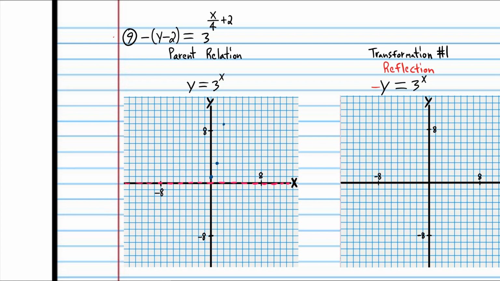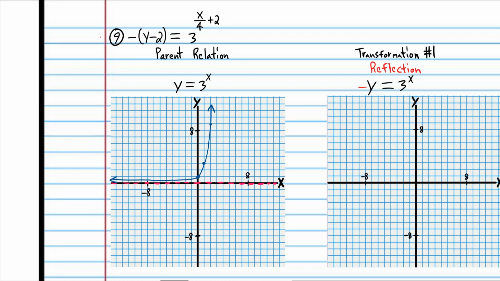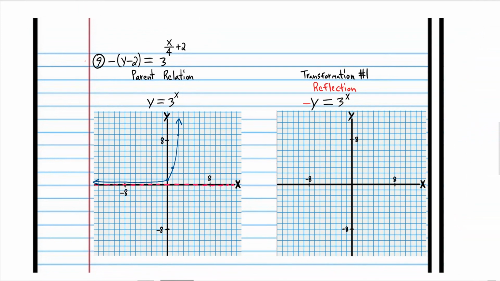And we have pretty much what we need to graph this, as long as we understand that as we move to the left, our graph gets closer and closer to the x-axis. Now again, my graph is not perfect, but it doesn't have to be perfect.